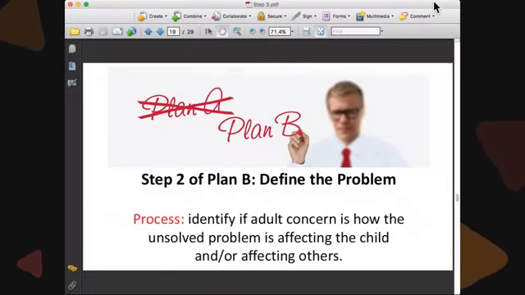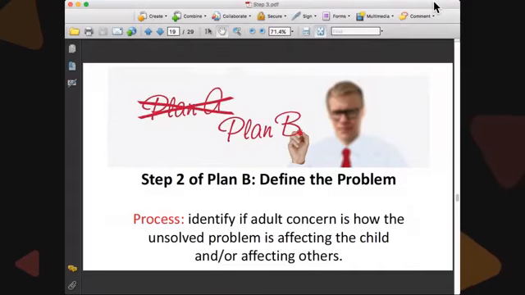The process is that you identify your concern and how it is affecting the child and or affecting others, which could be other students in the room, other kids in your house, or you and your husband.